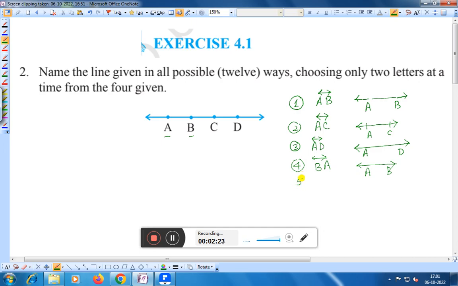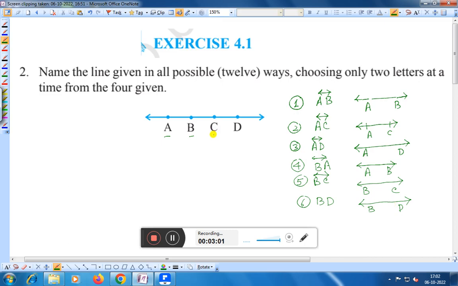Next one is number 5, BC. This is also a line. We can write like this. Here the point is B, here we write C. Next one is BD. Right? How it looks like? It is a line. It is B and it is D. Starting from B, we are getting BA, BC, BD.